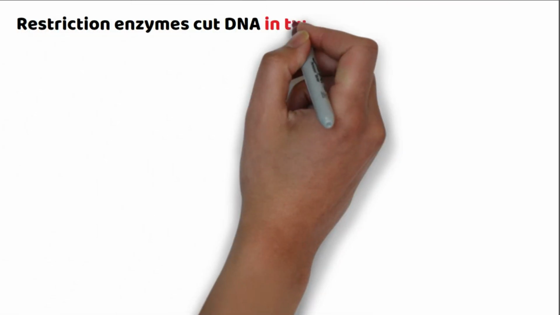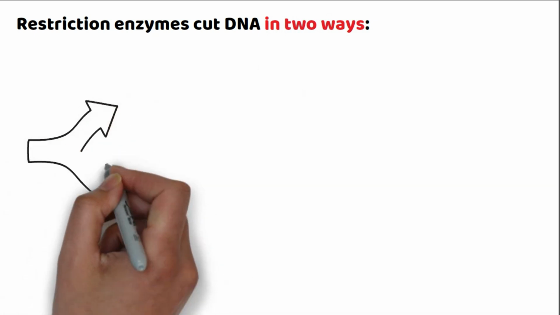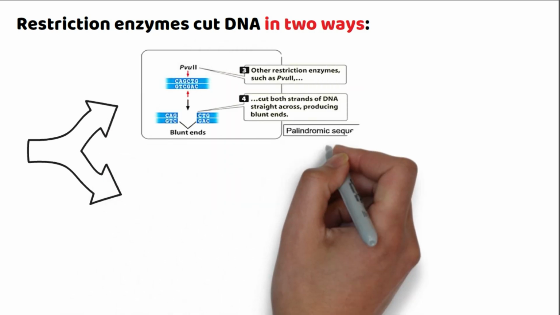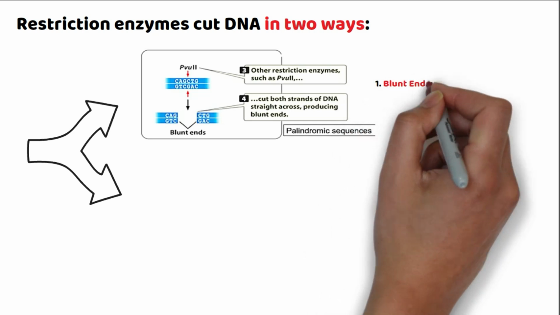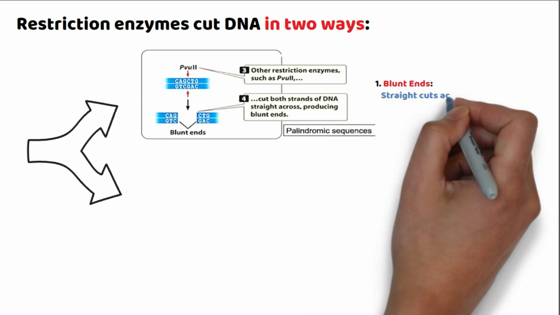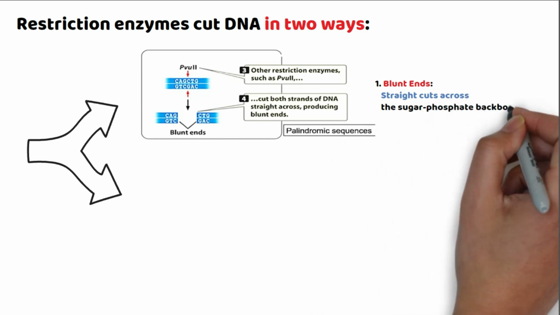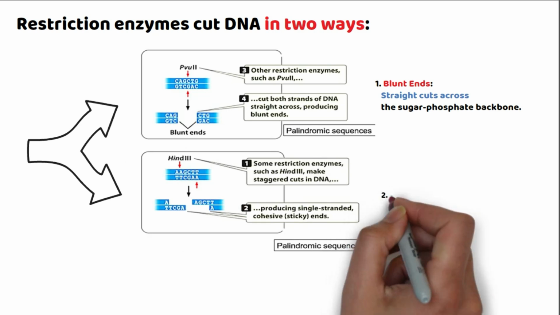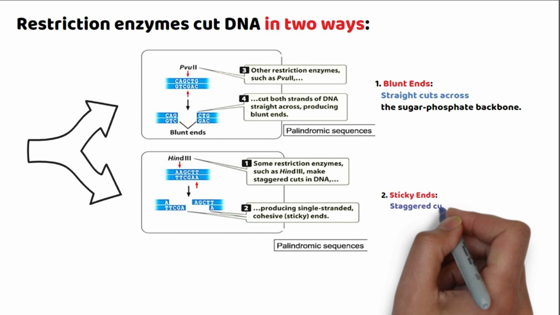Restriction enzymes cut DNA in two ways. The first way, like cutting cheese with a knife, forms something called blunt ends. Straight cuts across the sugar phosphate backbone. Blunt ends. Okay. The second method is by forming sticky ends.